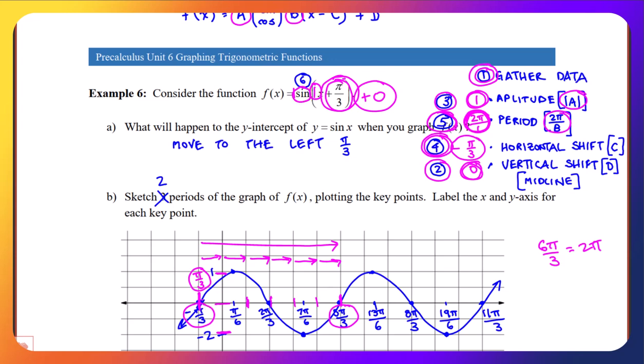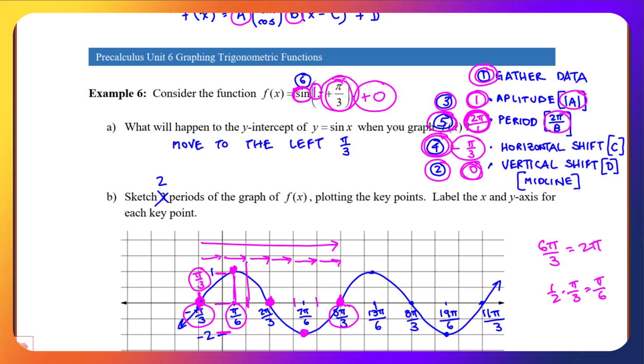My sine graph starts at the x-axis, ends at the x-axis, the middle is at the x-axis, the middle is at the top, and the last quarter is at the bottom. This one's at half a box. Half of pi over 3 is pi over 6. So I can count again.